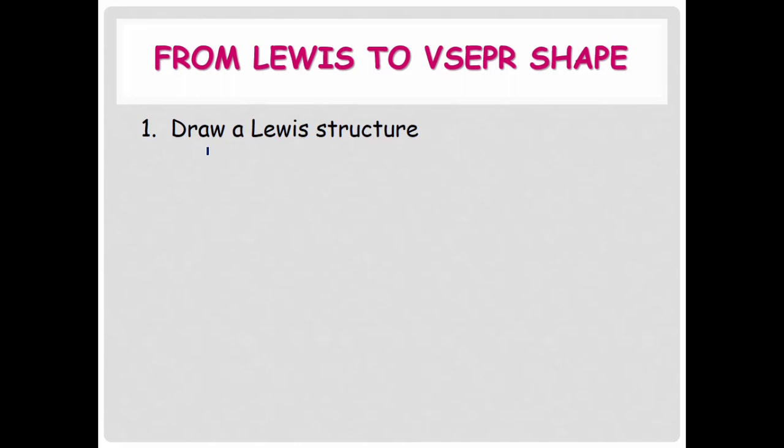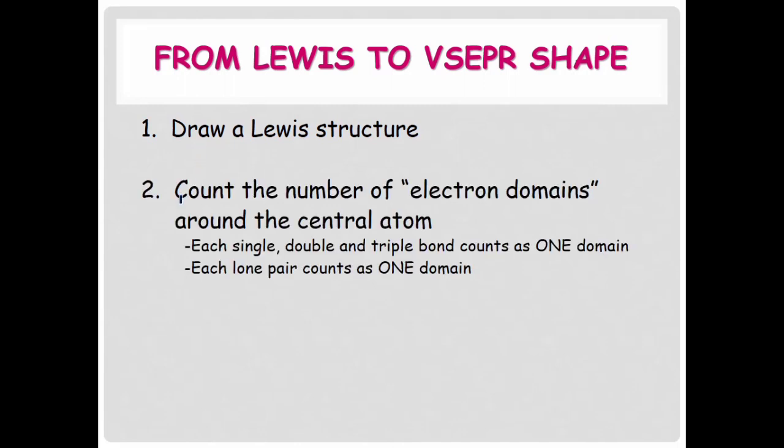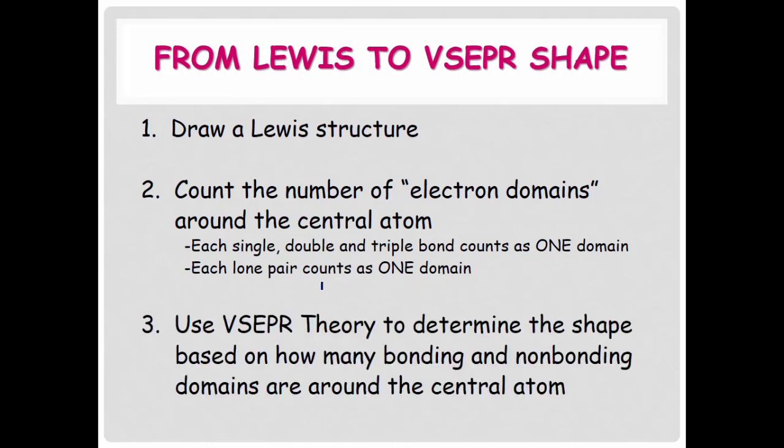You have to master drawing the Lewis structure first. The second step is to count the number of electron domains. What are electron domains? A single bond, double bond, or triple bond, we count as one domain. And a lone pair, we also count as one domain. This is what we call an electron domain.